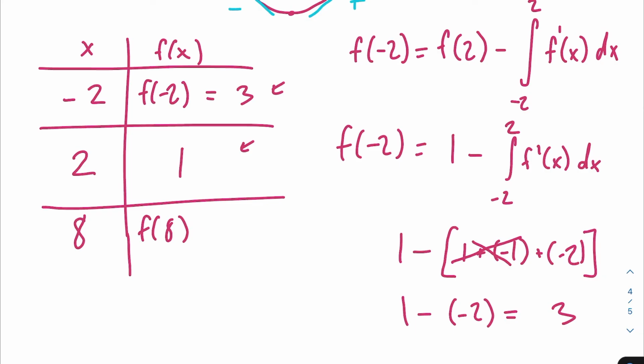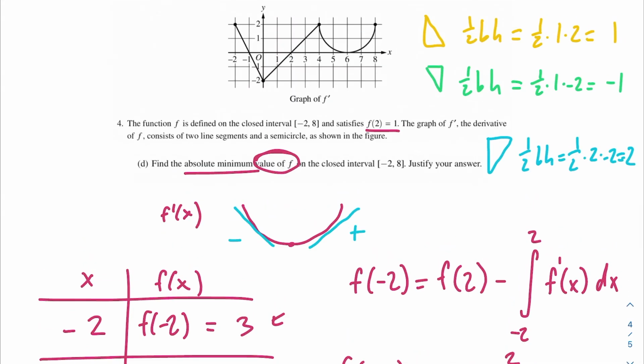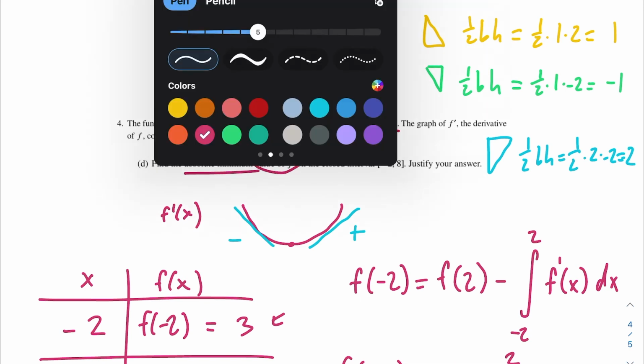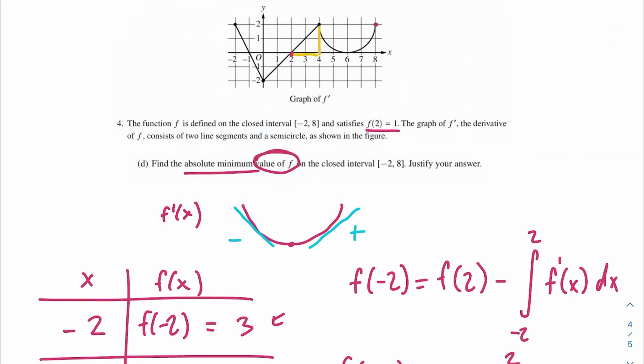So f of 8, we're going to apply that same concept we did to find f of -2, but this time we're going to be adding, because we're moving positively from f of 2. So starting at f of 2, and we want to end at f of 8, we have more shapes we need to find the area of. Let's see, this first one is a little triangle. So the triangle, 1/2 base times height, so 1/2 times 2 times 2, so that's going to be just 2.